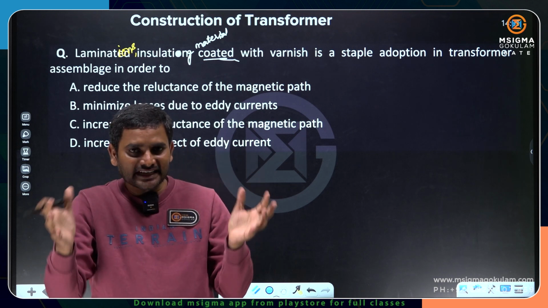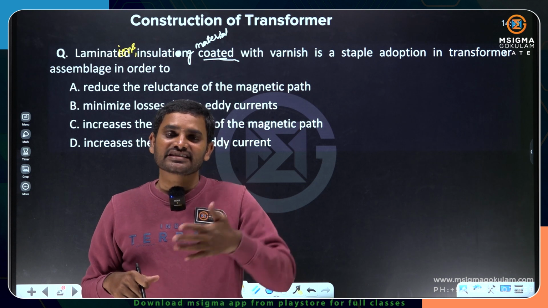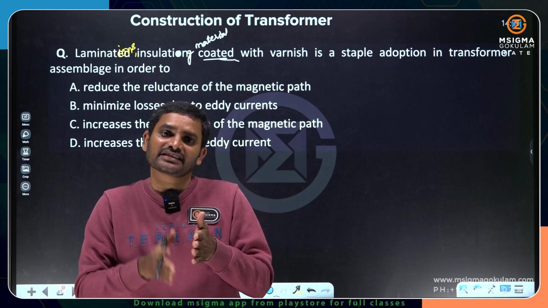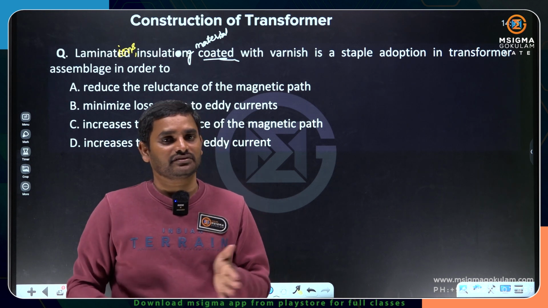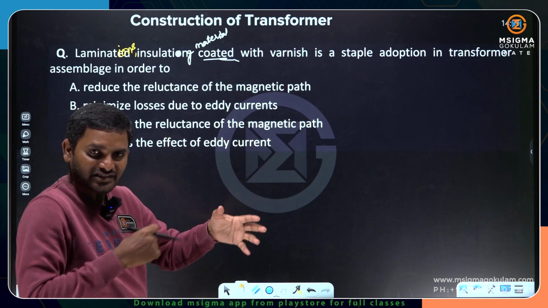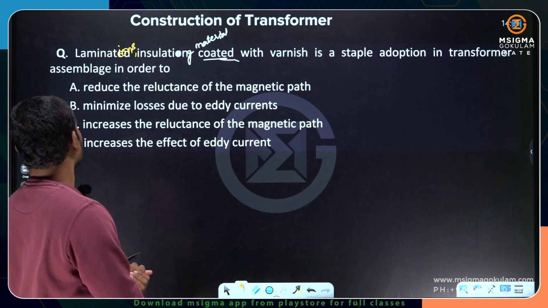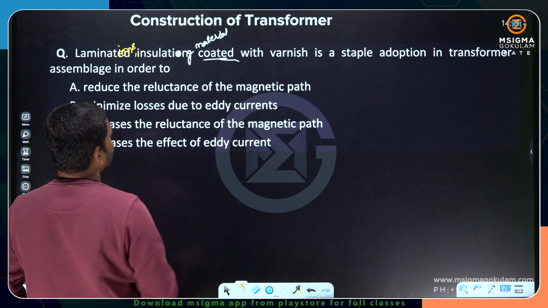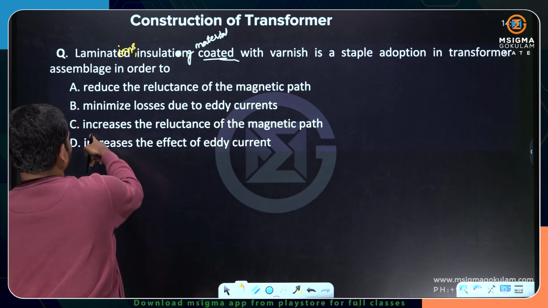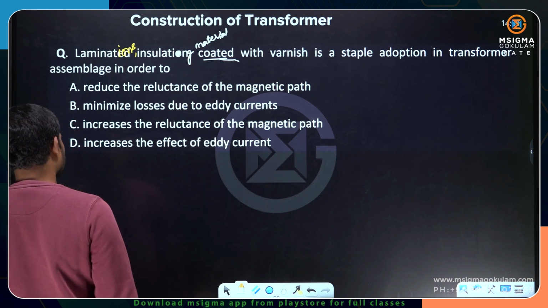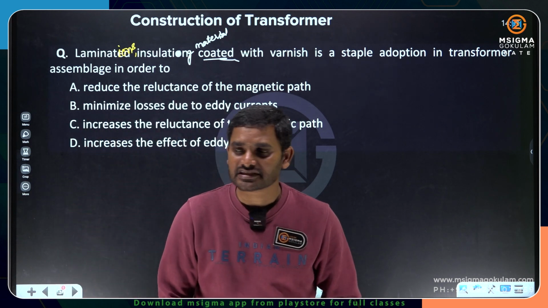If you want to assemble a transformer core, what do we do? We take the help of thin sheets. Between each and every thin sheet, we place the insulating material. The insulating material can be paper, paint, or varnish. So we adopt the insulation, and the steel laminations also. In order to what? In order to reduce the reluctance of the magnetic path, in order to minimize the losses due to eddy currents, in order to increase the reluctance of the magnetic path, in order to increase the effect of eddy current. Why are we going for laminations?